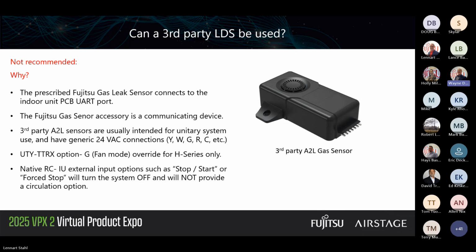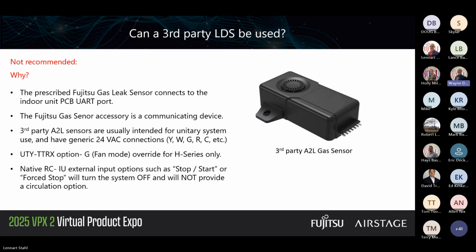Fourth bullet point, those of you, and actually probably all of you, are very familiar with our TTRX thermostat option. You can say, well, what if I use a TTRX, integrate that with the H series, and then basically the control will provide an R to G override and turn on the fan. That may work. It's possible, but again, that's not something that we have tested, but it could work.